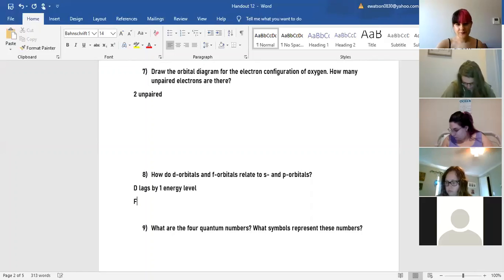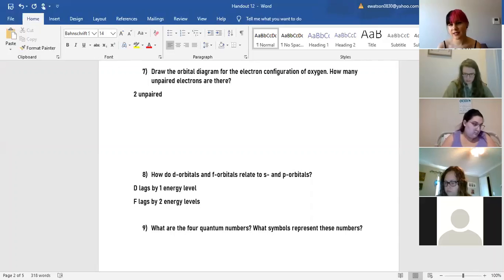What about F? It's behind by 2, you subtract 2 from s and p. Our f is going to lag by 2 energy levels. So while you have 6s2, you'll have 4f. You could have 6s2, 4f14, 5d10, and then 6p whatever.